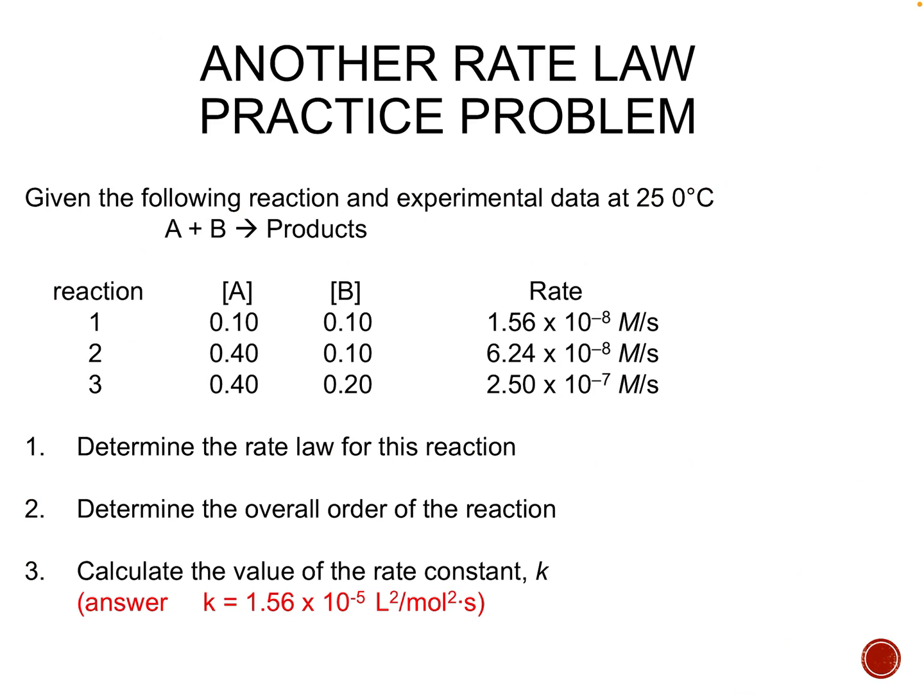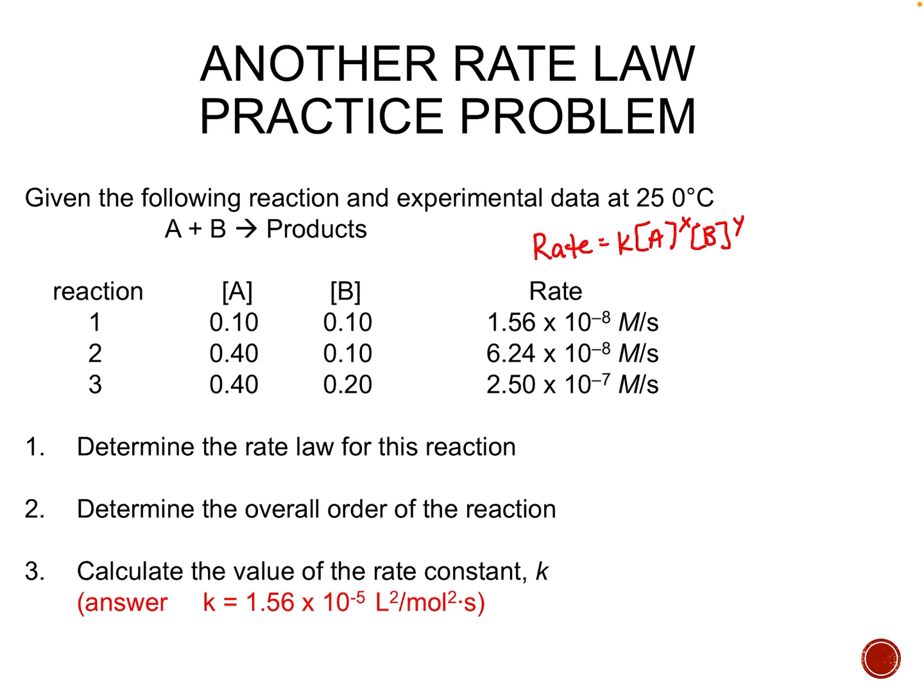Okay, let's go through this. So the first thing that we're going to do is figure out the rate law for the reaction. We know it's going to be rate is equal to k times [A] to the something and times [B] to the something. And we have to figure out what the somethings are.